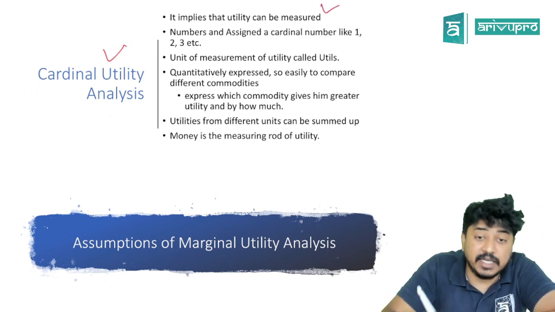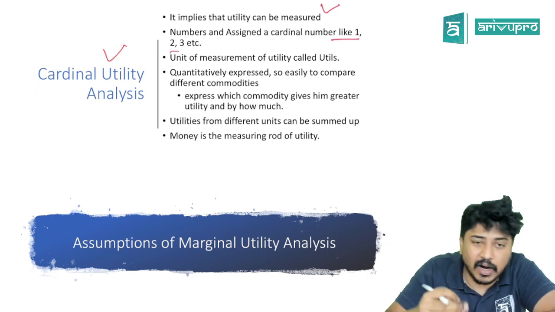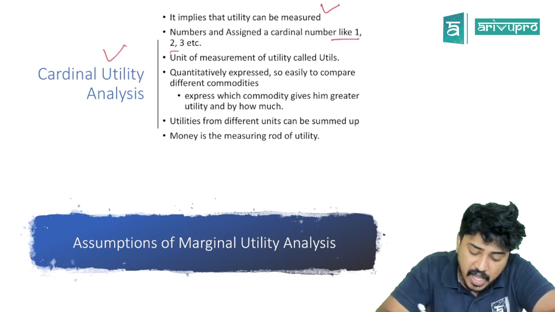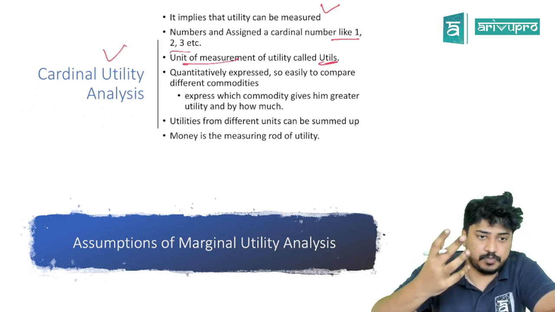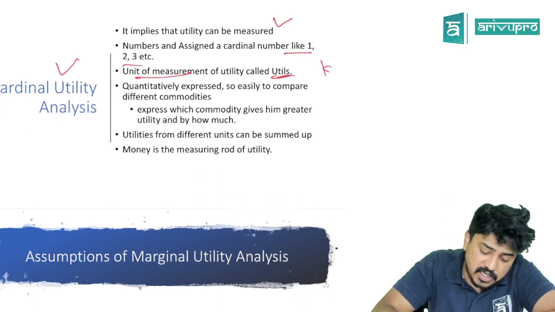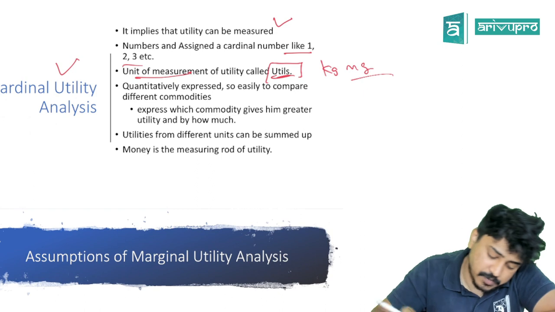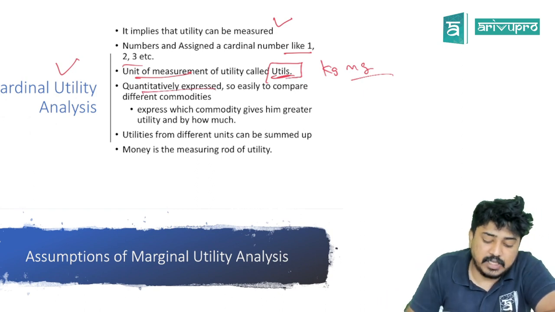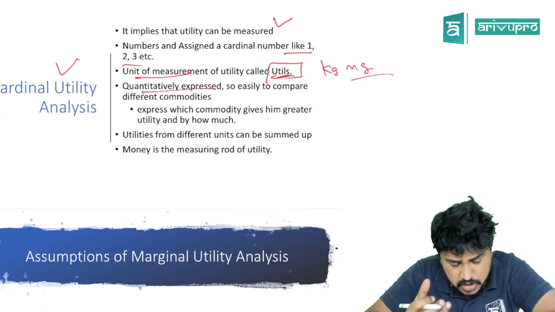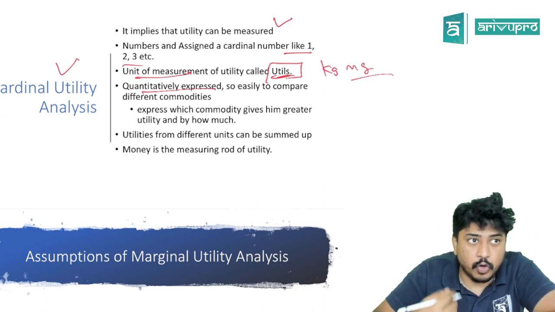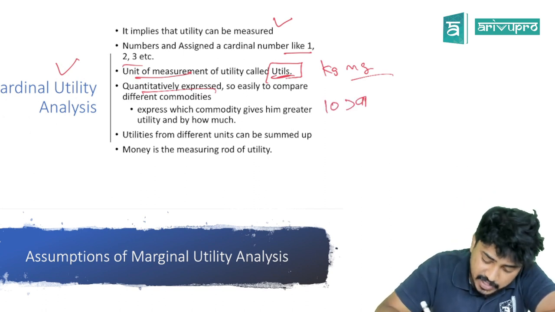It implies that utility can be measured. Cardinal numbers can be assigned, like 1, 2, 3, 4. The unit of measure of utility is called utils, just like kg and mg are the norm for weight. It can be quantitatively expressed, which means it can be expressed in numbers. If you can express it, then you can compare. 10 is greater than 9. That is what they are trying to say.